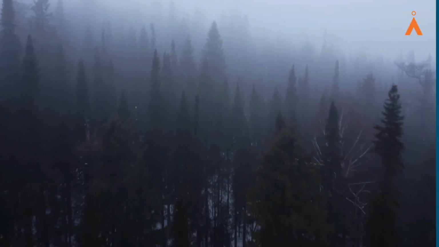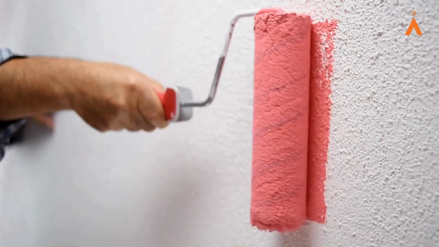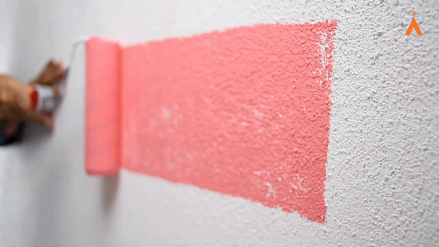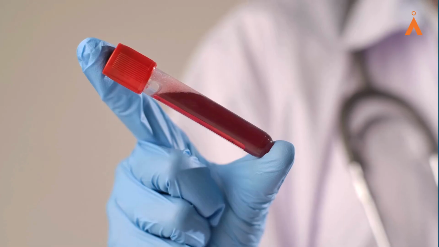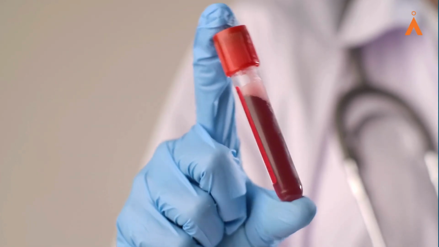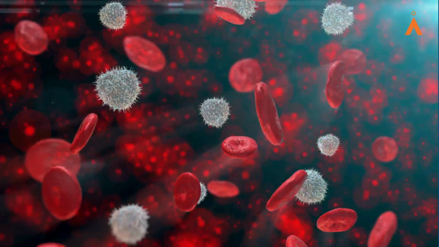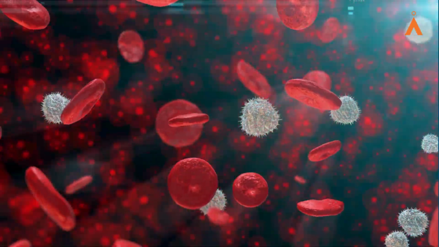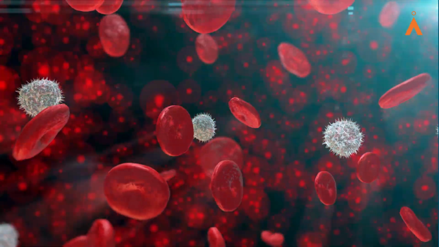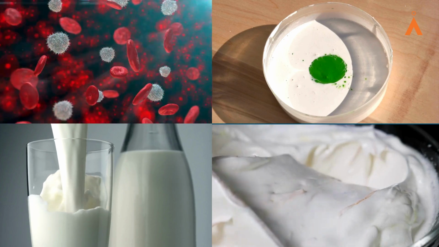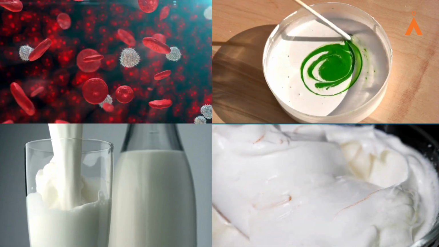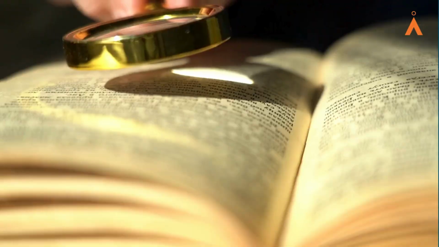Have you seen fog? Fog consists of water droplets dispersed in air. And when it comes to paint, it's a colloidal solution where pigment particles are dispersed in a liquid medium. Now, let's talk about blood. Blood is a colloidal solution where various substances such as proteins and cells are dispersed in plasma. These examples highlight how various substances interact to create colloidal solutions, each with unique properties.